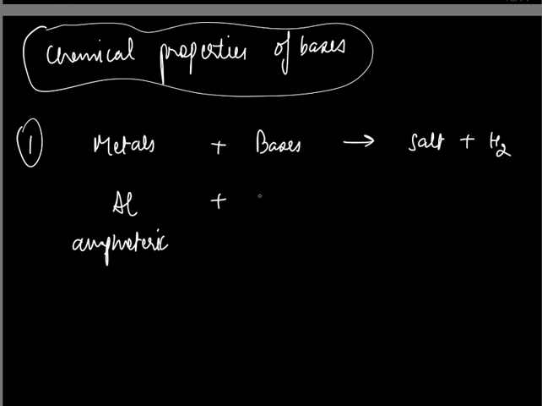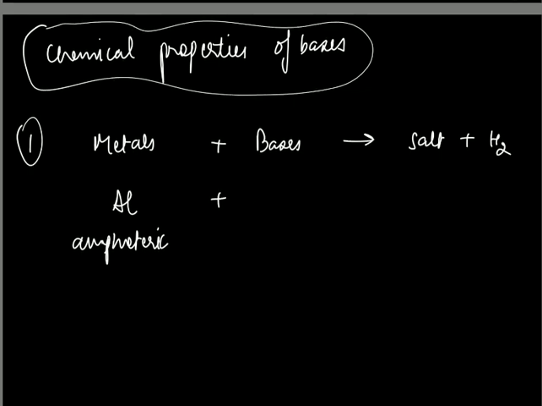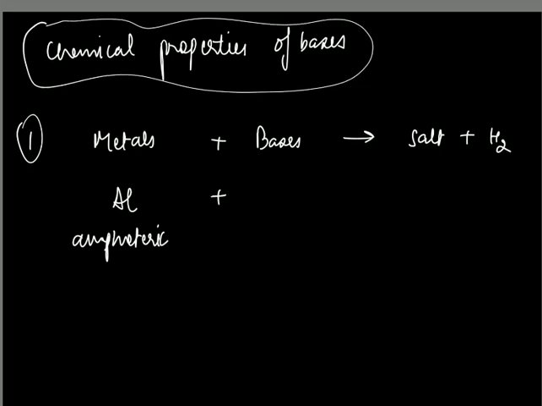Actually, we can't take a normal metal over here because it's reacting with base. We have to take amphoteric only because normal metals cannot just react with base. They have to be a little different. They have to be amphoteric, only then they can react with bases. So aluminium can react with NaOH to give you sodium aluminate along with hydrogen gas.